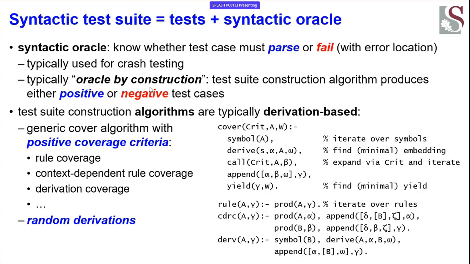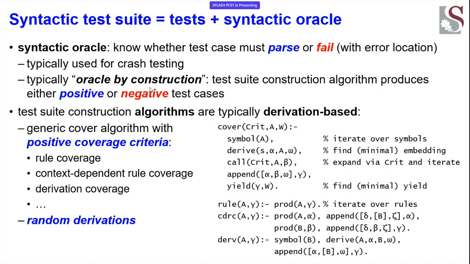And the variance is the different criteria. For instance, in order to produce a test suite that guarantees that each rule is used at least once, we just need to pass rule as argument into this generic algorithm. CDRC is a more complex version that uses each rule on each occurrence of the left-hand side of that rule as on the right-hand side of another rule. Read up on this. This is a paper by Ralf Lämmel about 10 years ago. So there's a number of these different coverage criteria that have been widely used.